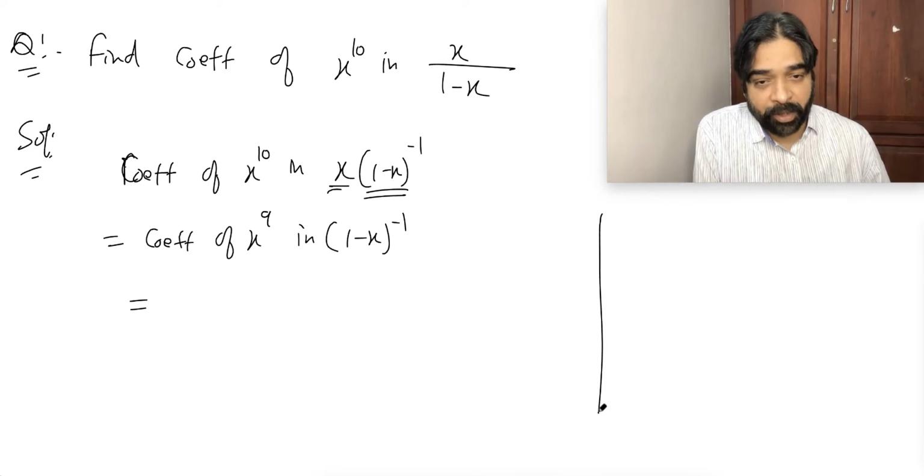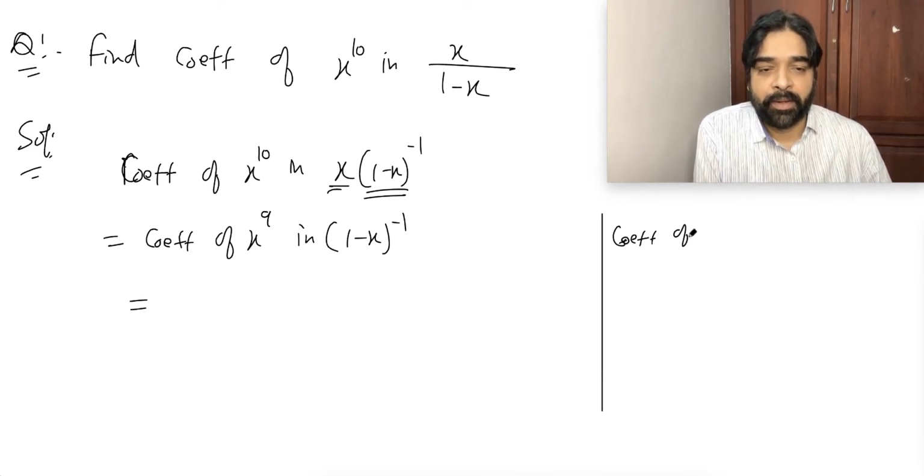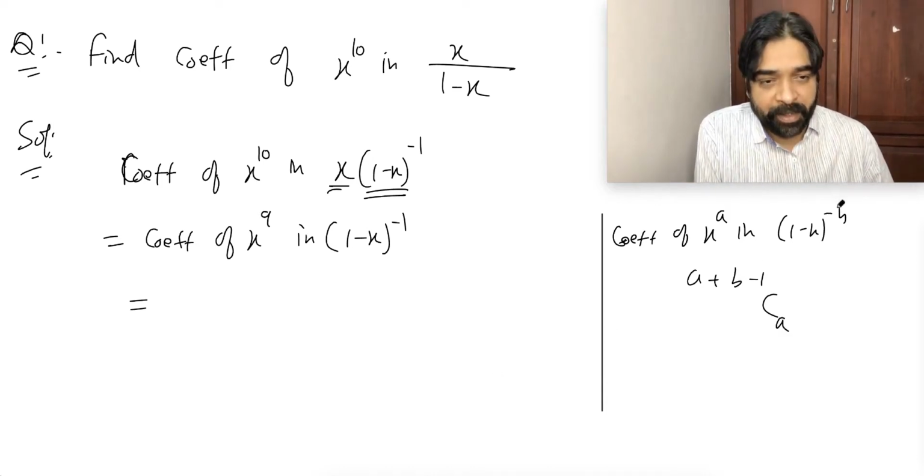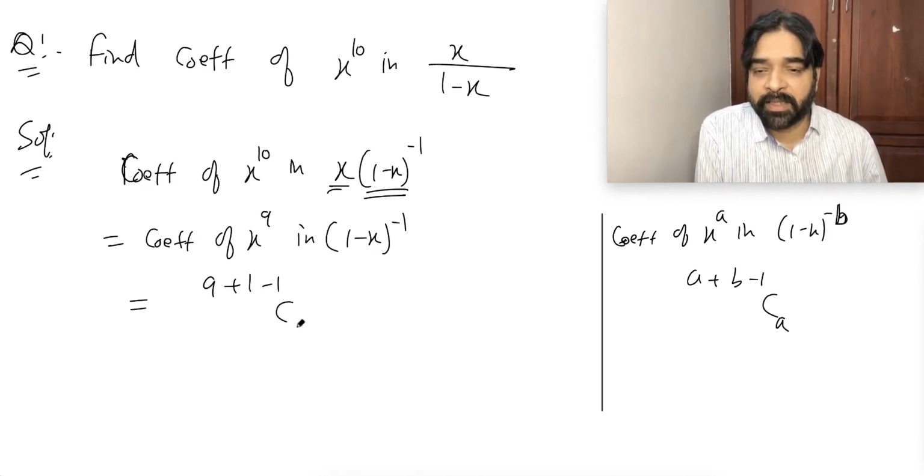Try to recall the formula. Coefficient of x^a in (1 - x)^-b was what? (a + b - 1)Ca. Be clear, b is what is there after the minus. So, this will become what? (9 + 1 - 1)C9, or you can say 9C9. Value will come what? Something wrong I did.